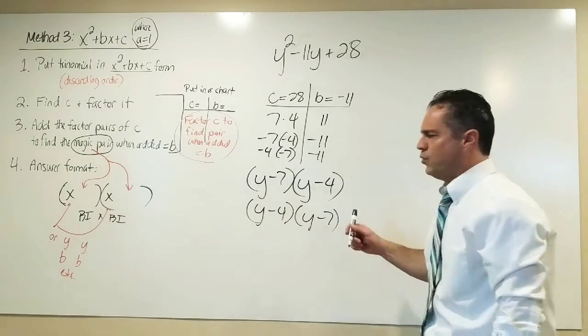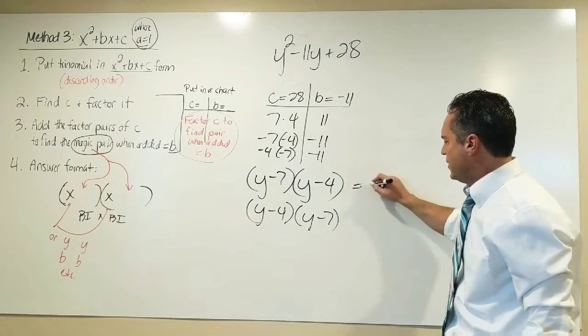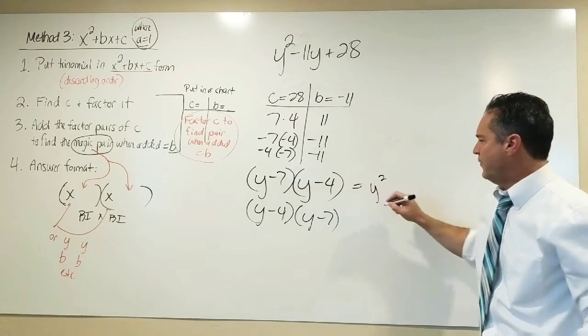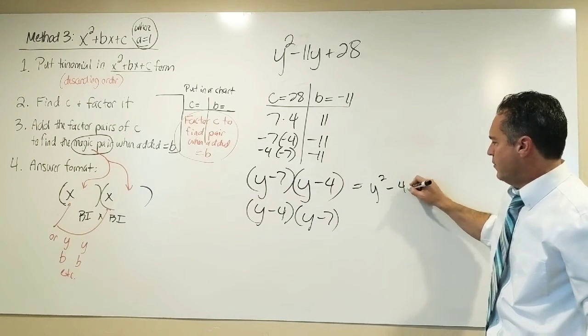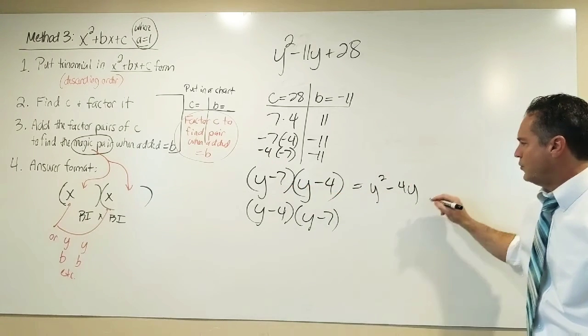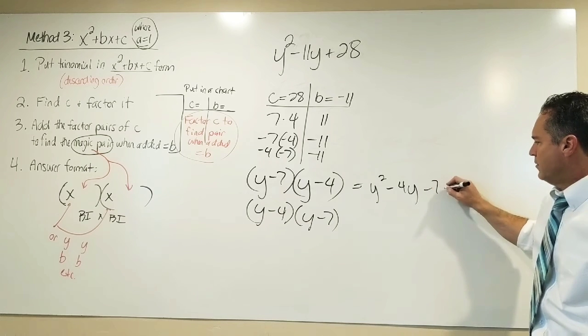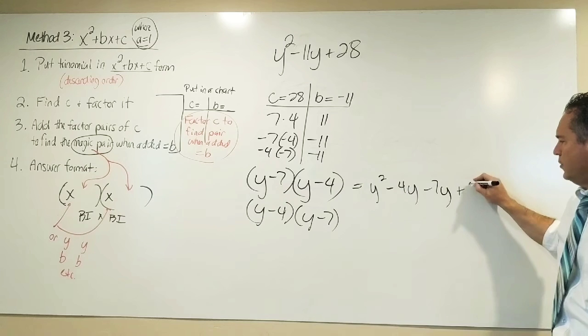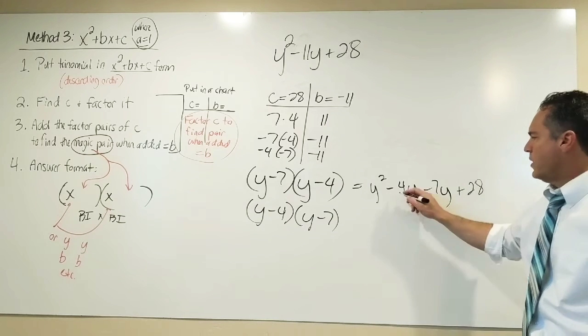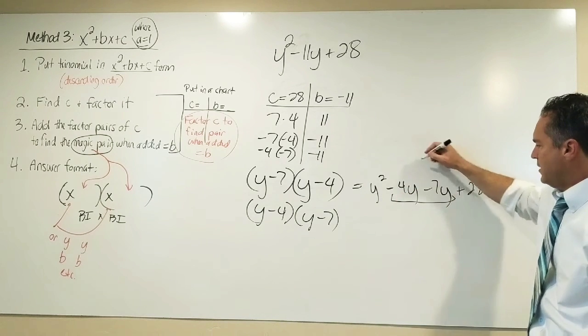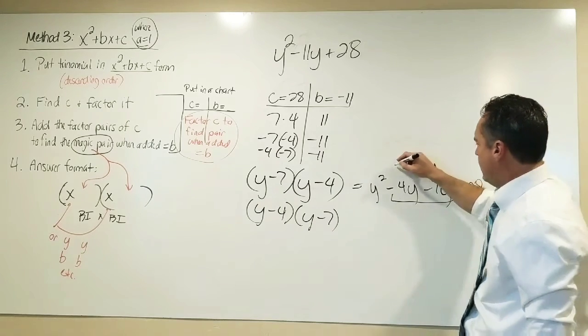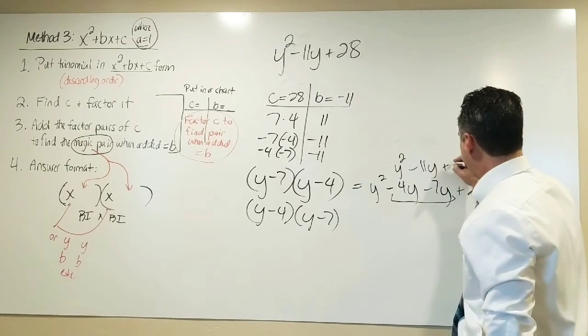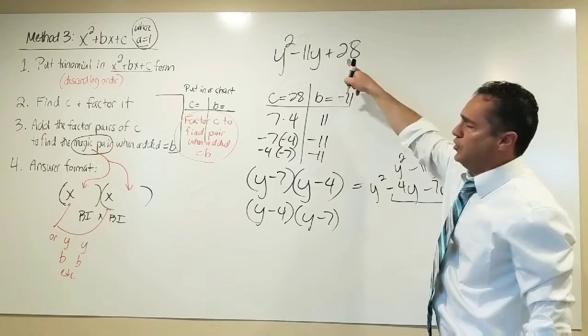Everybody, what's y times y? Nicole, what's y times y? Y squared. That's right, y squared. Y times -4? -4y. Very good. -7 times y? -7y. Very good. And -7 times -4 is going to make positive 28. Very good, okay? And when we combine the middle terms, we get -11y. So we have y squared minus 11y plus 28. Whoa, it's magic. Look at that, they're the same.